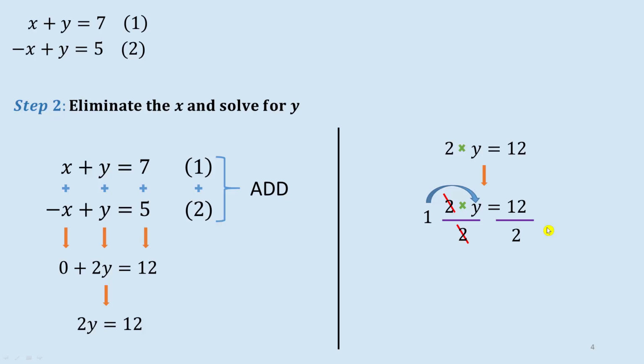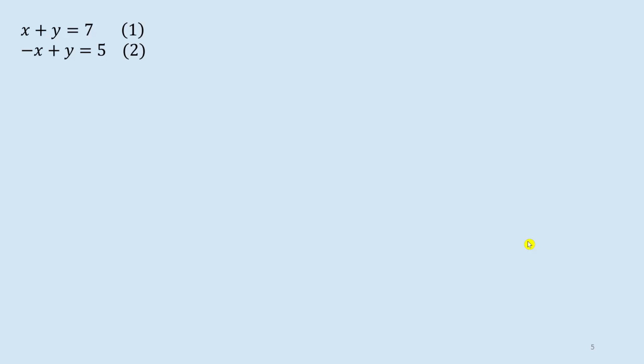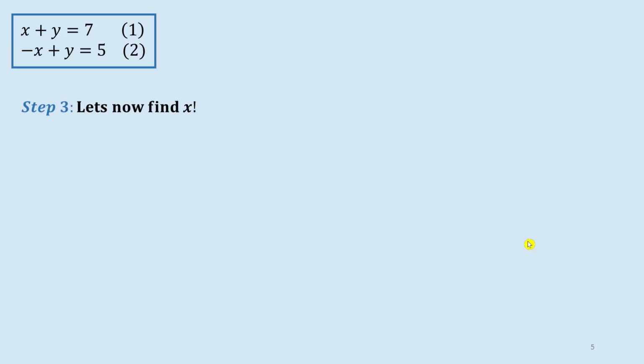So 1 times y is the same as what? Just y. And 12 divided by 2 will be 6. So we have one solution. We found our y, which is 6. So now, what's our next step? We're going to have to find x.